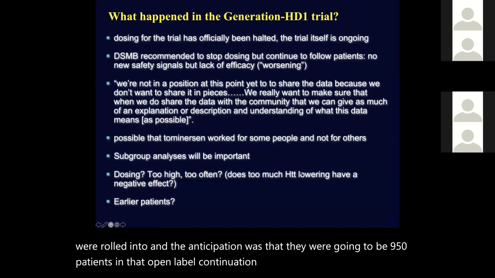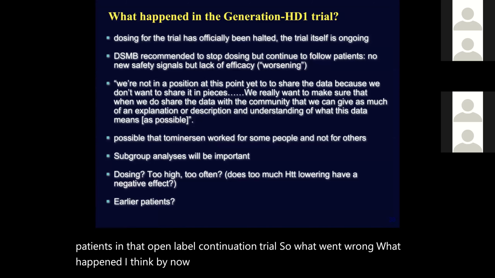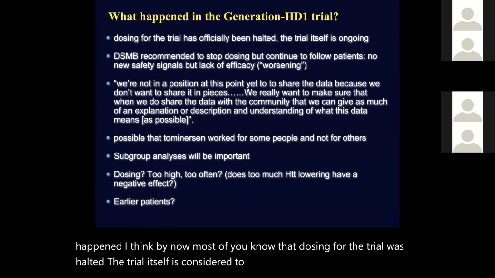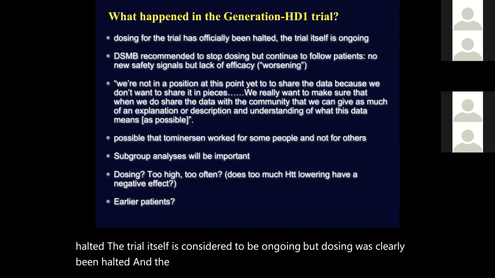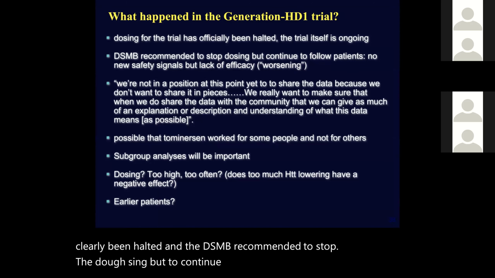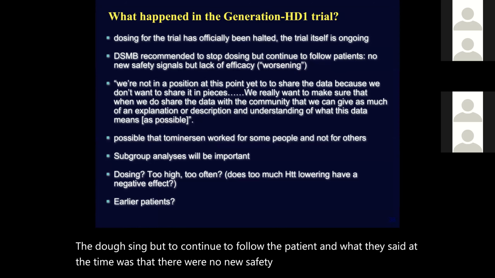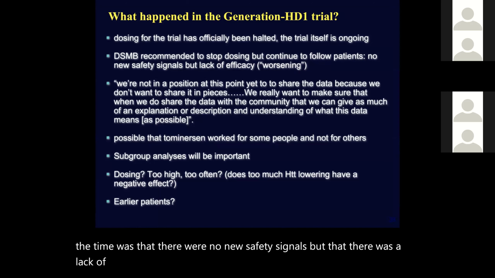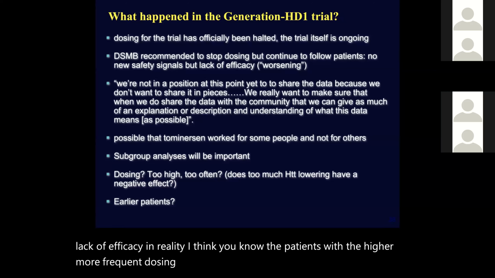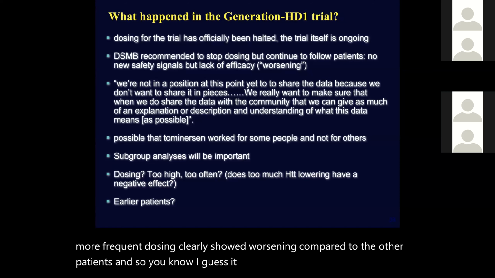So what went wrong? What happened? I think by now most of you know that dosing for the trial was halted. The trial itself is considered to be ongoing, but dosing has clearly been halted. The DSMB recommended stopping the dosing but continuing to follow the patients. What they said at the time was that there were no new safety signals, but that there was a lack of efficacy. In reality, I think the patients with the higher, more frequent dosing clearly showed worsening compared to the other patients. So I guess it is true that it wasn't a new safety signal.